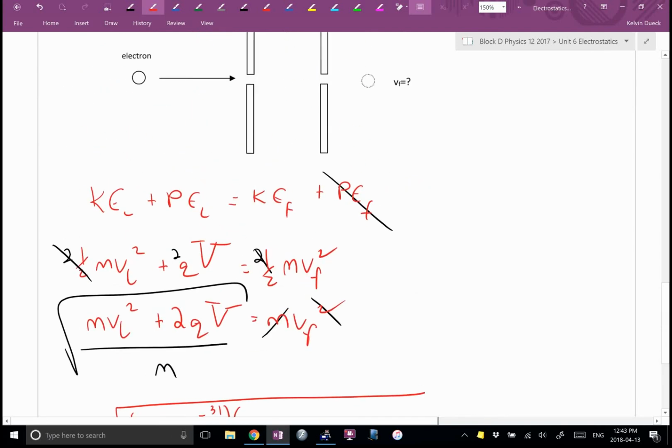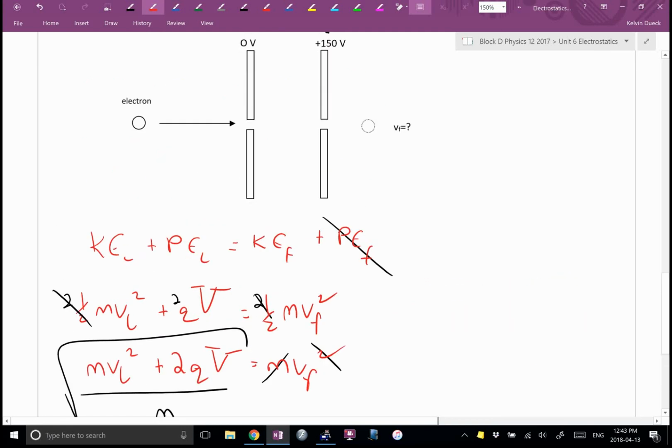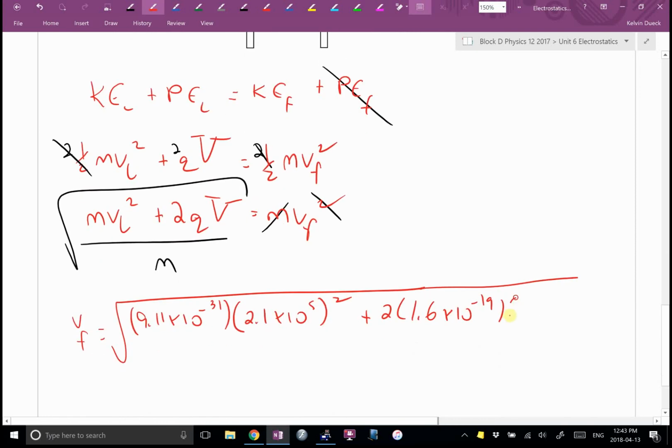V initial, 2.1 times 10 to the 5th squared, plus 2 times 1.6 times 10 to the negative 19. V was 150 volts, divided by 9.11 times 10 to the negative 31.